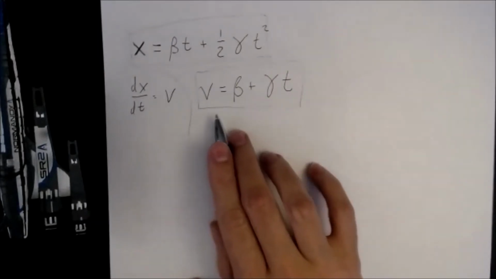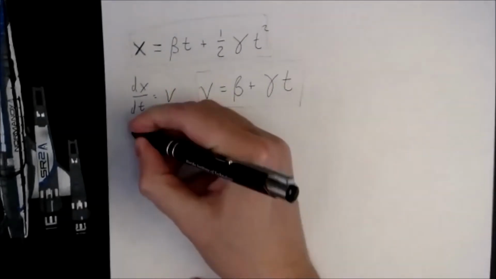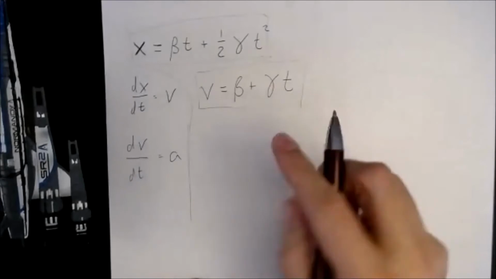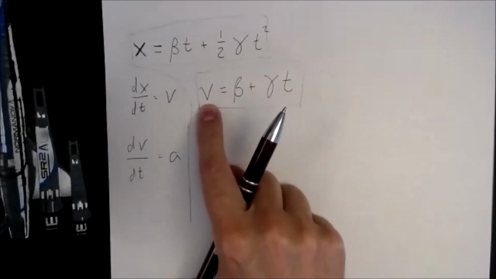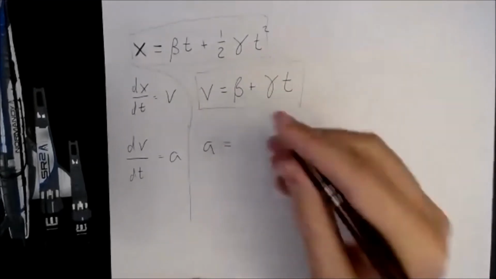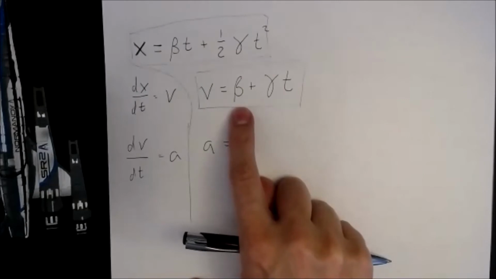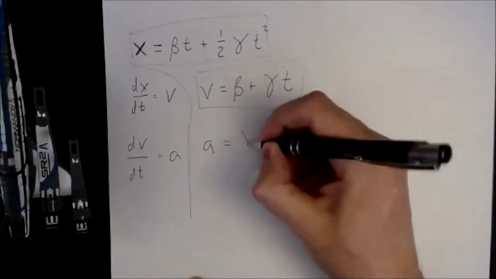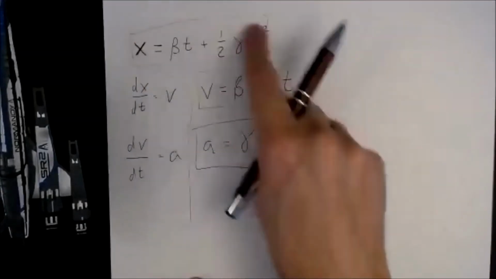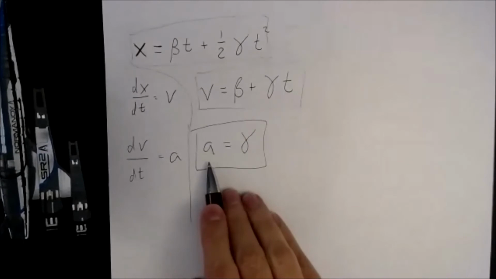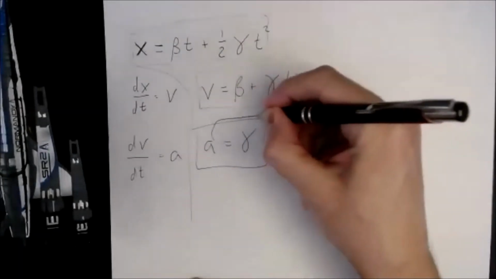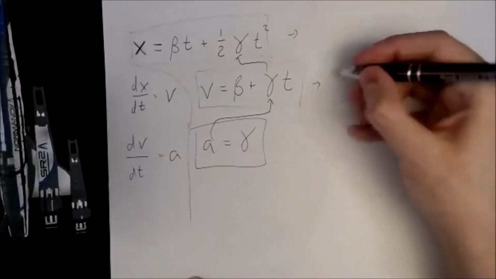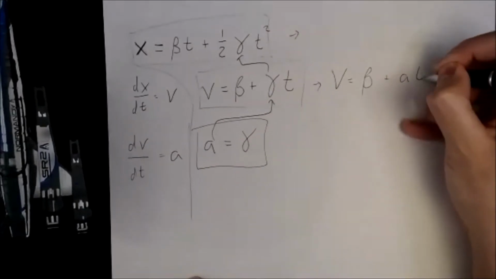Well, now let me take the derivative of this. I remember we said that the derivative of velocity with respect to time is equal to acceleration. So if I take the derivative of this with respect to t, I get acceleration is equal to, well, beta is a constant, and the derivative of a constant goes to 0, plus the derivative of gamma t, which is just gamma. That means that this entire time, my gamma was actually the same as my acceleration. I can now replace my gammas with acceleration. That means velocity is equal to beta plus acceleration times time.